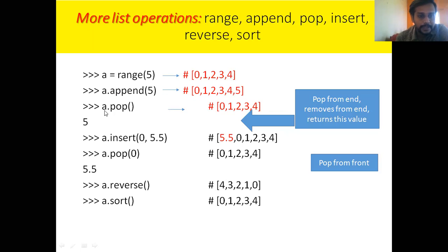Now again we are performing the a dot pop operation, which means the last element inserted is removed. The last element inserted is 5, and that is popped from the list. So the 5 is deleted from the list.